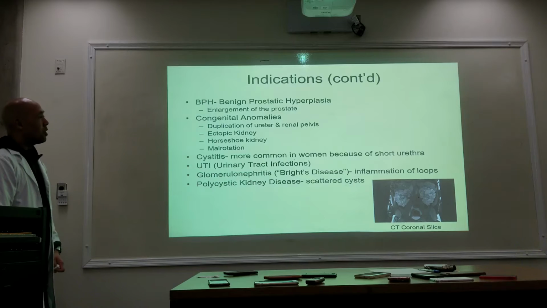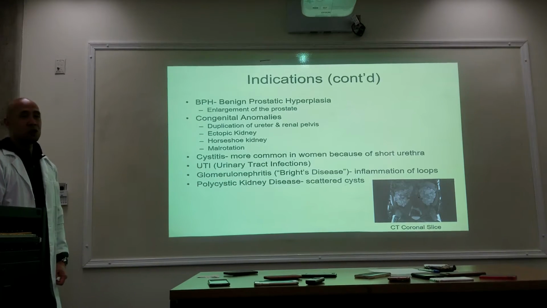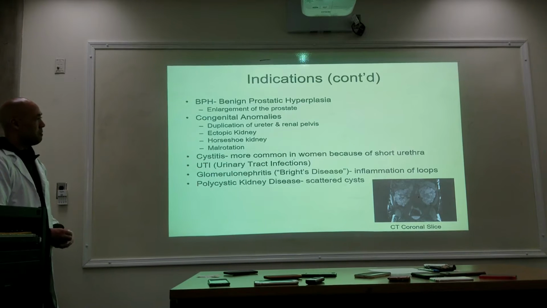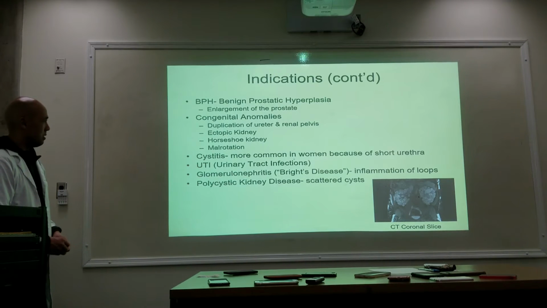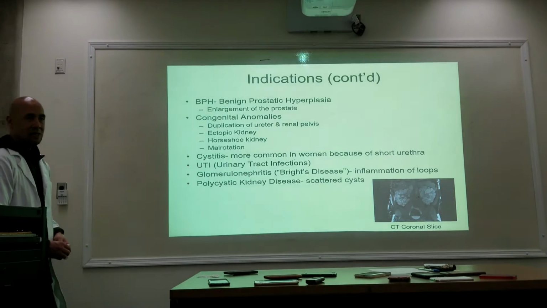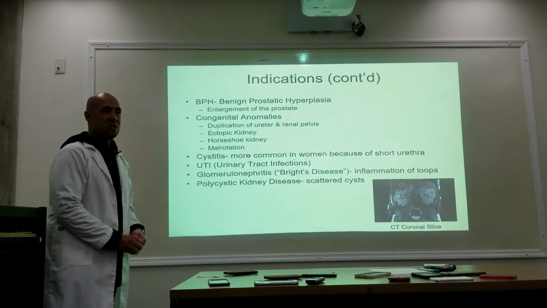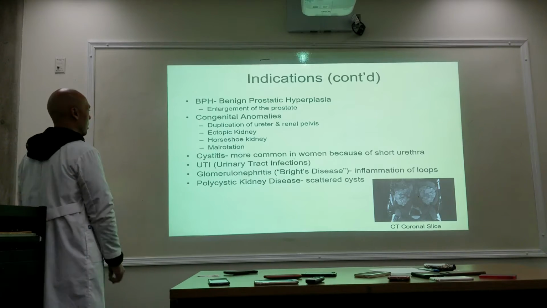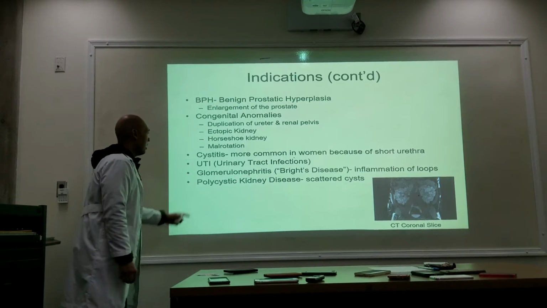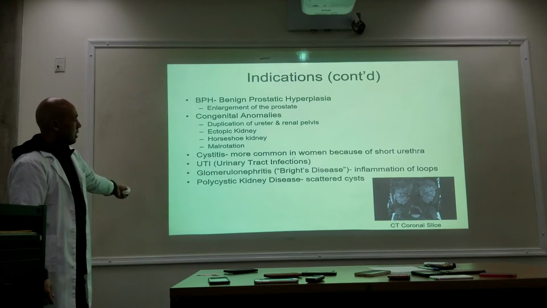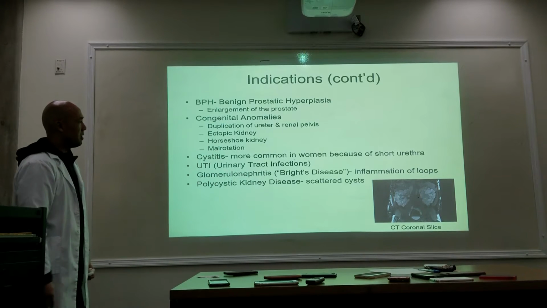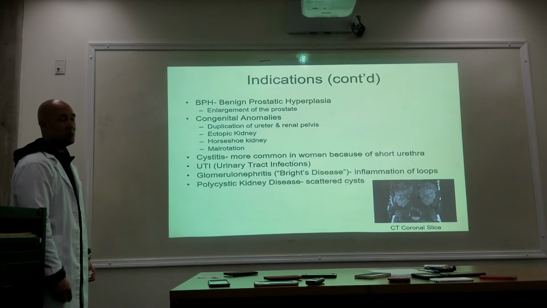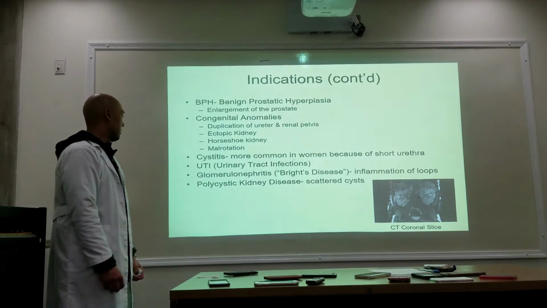Cystitis, more common in women because of their short urethra. I think that is a test question. Cystitis more common in women because of a short urethra. Okay. They have a greater chance of getting any type of infection because, again, of their shorter urinary tract. UTI, glomerulonephritis, also known as Bright's disease, is an inflammation of the loops. Inflammation of the loops of the nephrons.